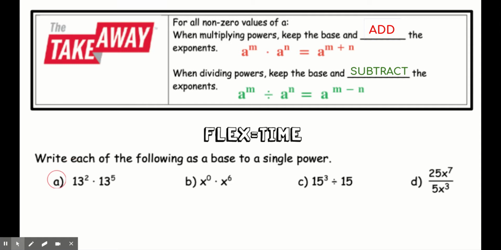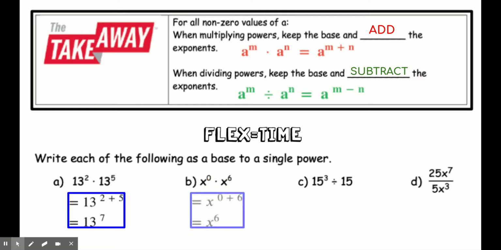So let's go ahead and let's do an example 1. In example 1, I need to ask myself, am I going to be applying the product rule or the quotient rule? Well, I see a dot here, and that represents multiplication. So because I'm multiplying the same base, I can go ahead and add my exponents. So my final answer would be 13 to the 7th power. Same thing here. For example B, there's a dot there, which represents multiplication. So I'm going to be adding my exponents.